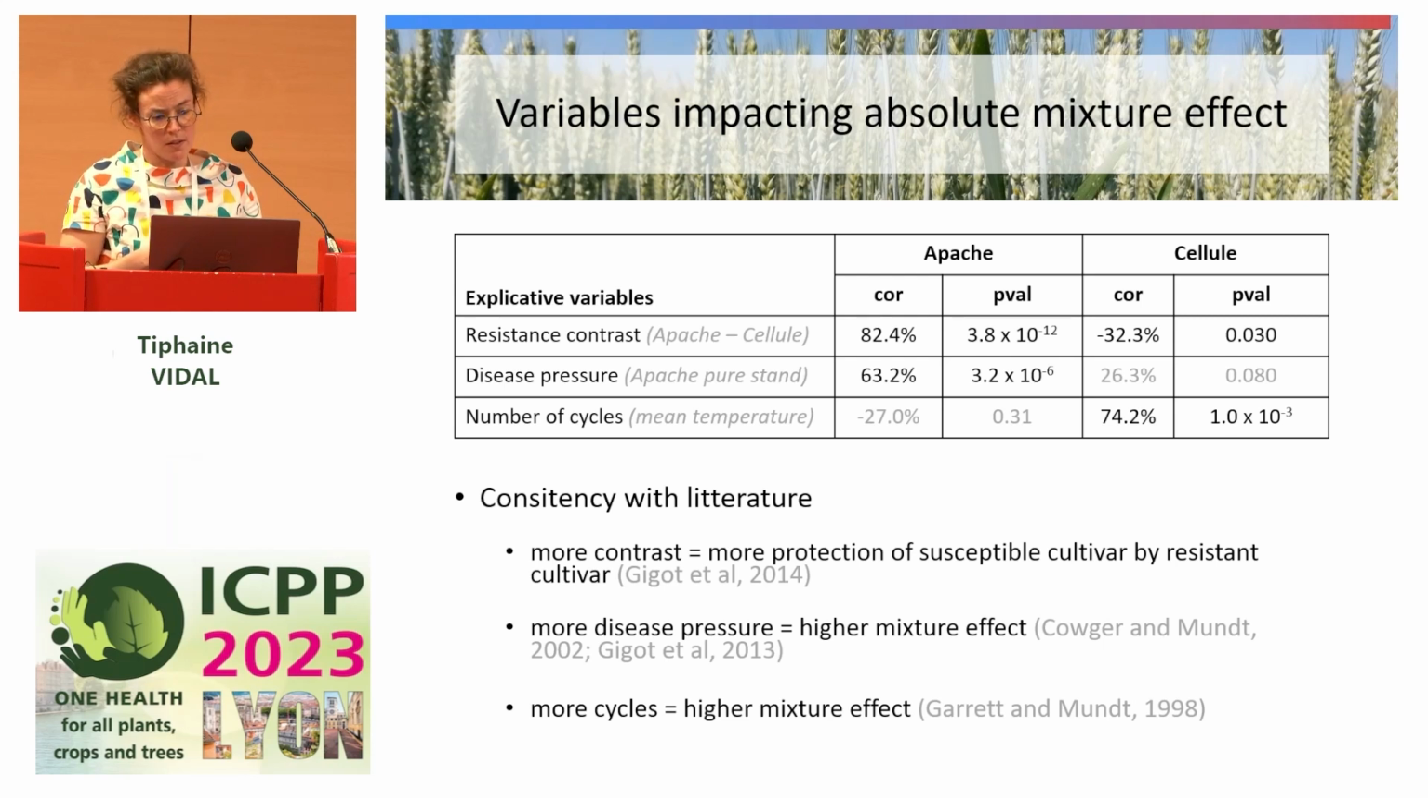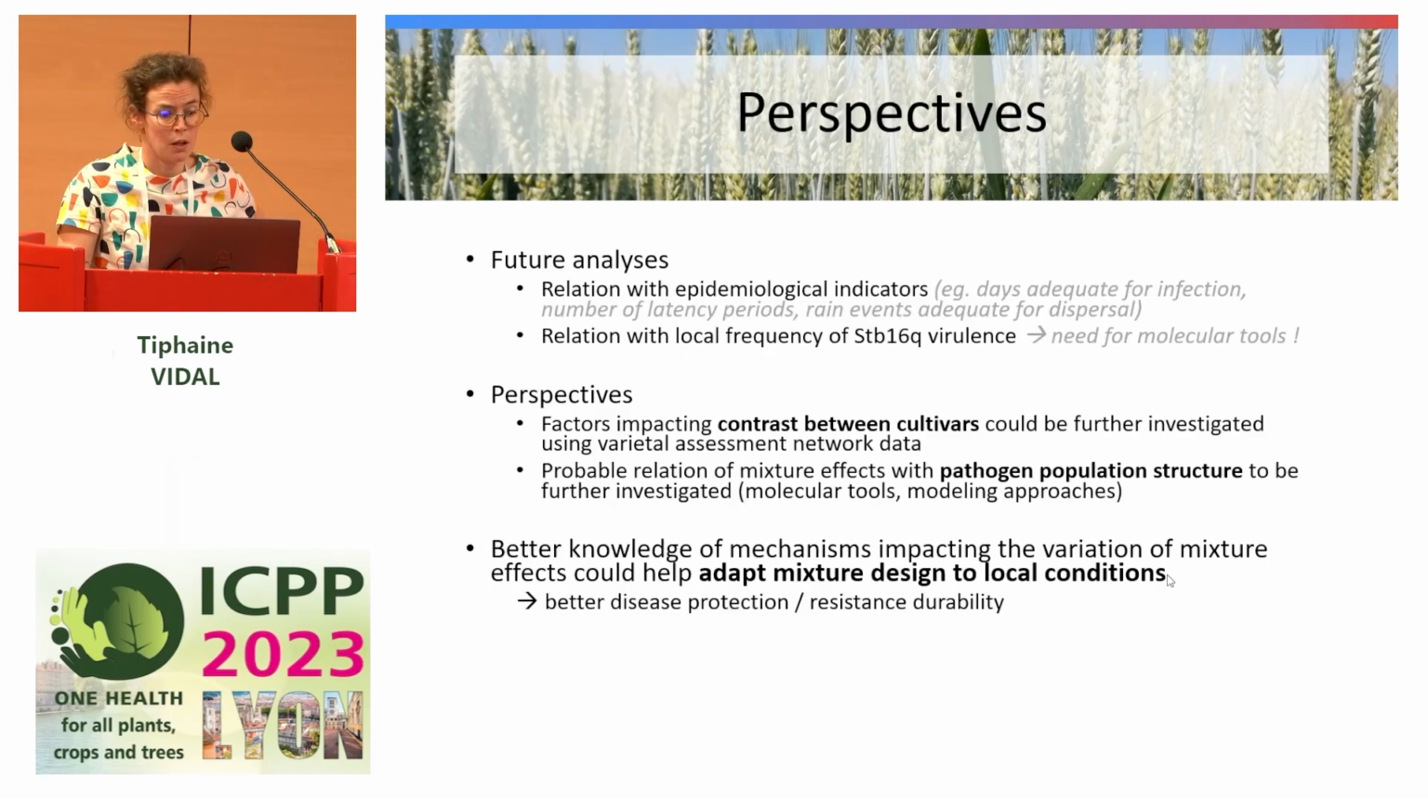And finally, we also used a very basic indicator, which was mean temperature from sowing until the scoring date, to represent the number of cycles. And we saw that this was significantly related with mixture effect for Cellule only. So this also could relate to literature results, for example, indicating that with more cycles, the mixtures tend to have more effect.